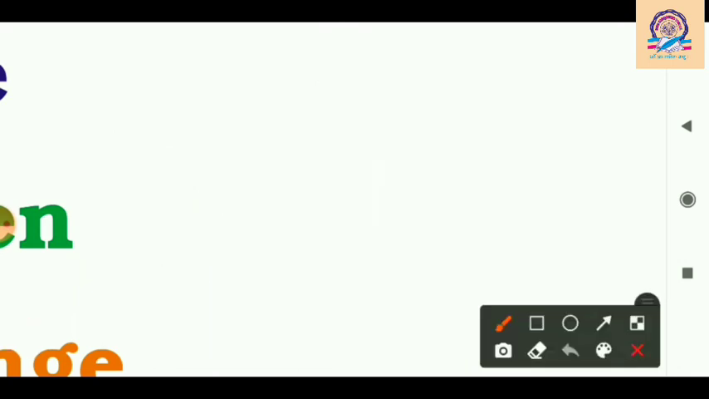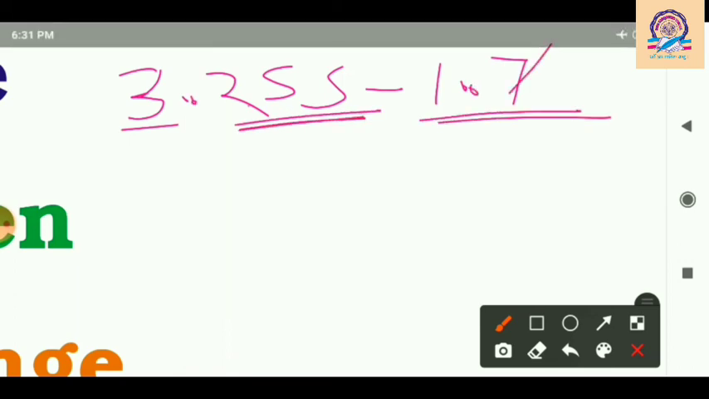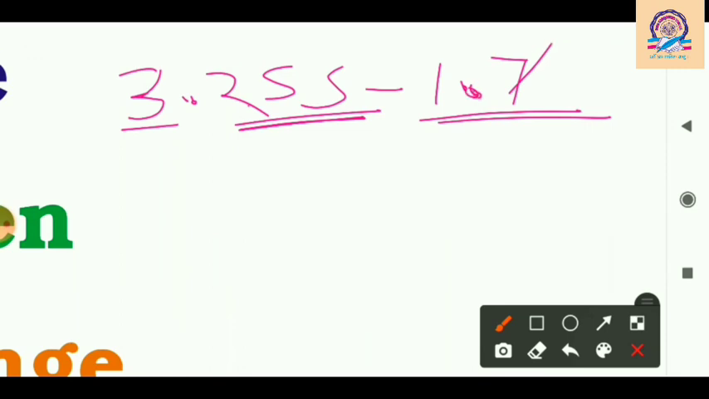Now let's take one more question of subtraction, that is how to subtract. So let me take a number 3.255 minus 1.7. So here you can see 3.255. After decimal point here we have 3 digits, but in the second number we have only 1 digit after the decimal point, right? So how many more zeros do we have to write? 1, 2. So 2 more zeros we have to write. So it will be now 1.700.